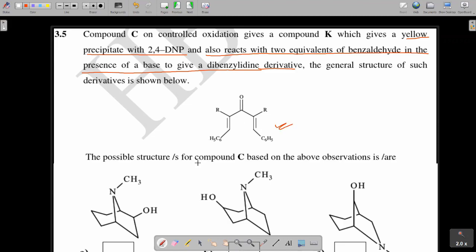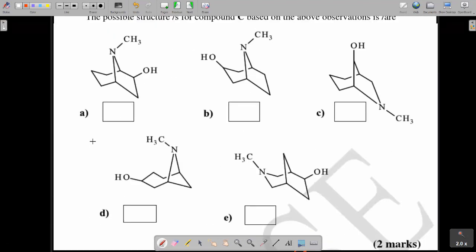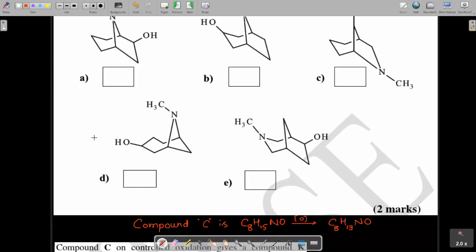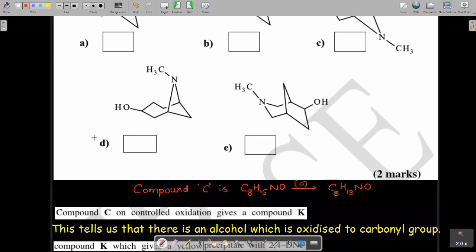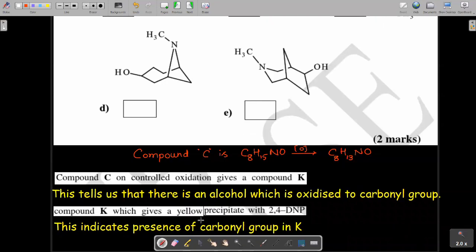I will explain it a little further. Just wait. Out of these, we have to analyze which could be the possible structure of C. Now, compound C, as we already know, is C8H15NO. After oxidation, it will lose two hydrogens, so it will become C8H13NO. Compound C on controlled oxidation gives a compound K, so this must be the formula of your compound K.